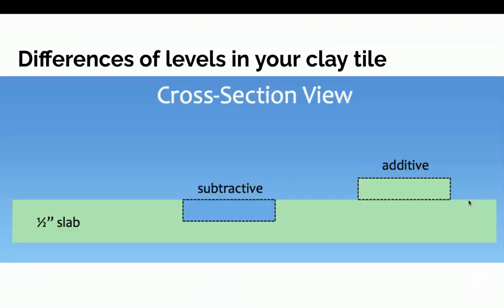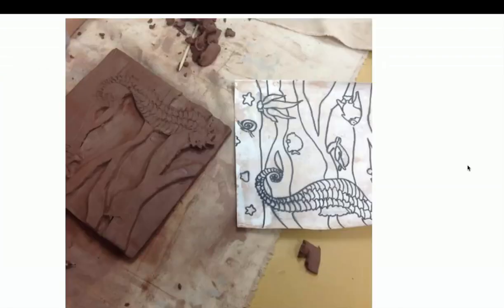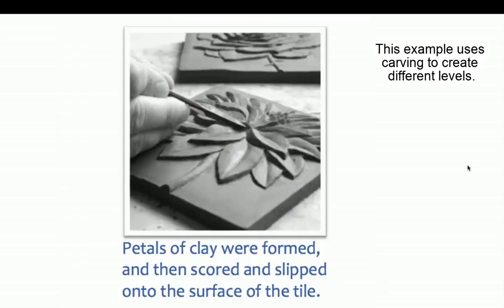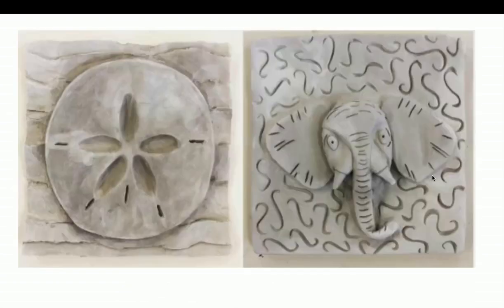So just think about with your clay tile, there are differences of levels, and that this is the clay. And so when you cut into it, when you carve away, that becomes subtractive. When we add clay on top of the surface, that's an additive process. So here's an in-progress example of somebody working on a ceramic tile. This example, they actually took separate pieces of clay and attached it on top. So that's a method of adding 3D attachments.